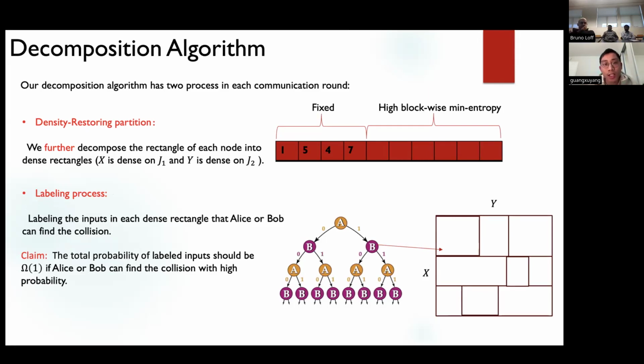Okay, this is just the big picture of our decomposition algorithm, what we want to do in each communication round. And why should we do this? It seems like we just simulate the best protocol. We just want to fix some part every time and normalize the protocol, to be a good protocol to analyze.